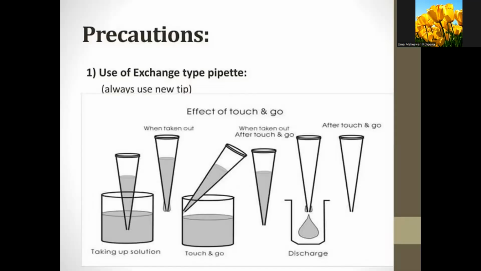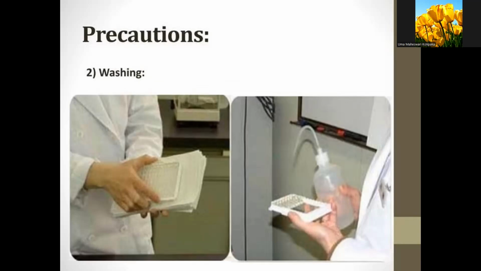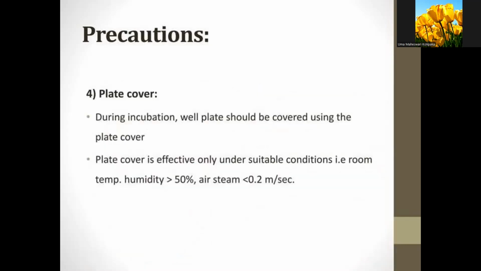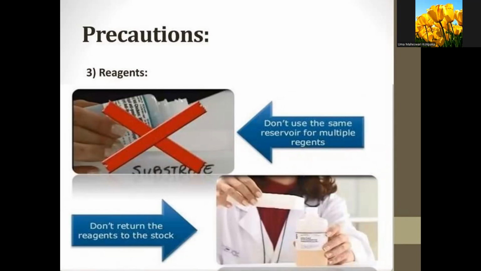So use of exchange type pipettes. We have to use hygienic, sterile pipettes to prevent the errors. And we have to wash the plates in such a way that there is no sticky material on the plates. Reagents: we have to use quality reagents, and we don't use expired ones. Don't use the same reservoir for multiple reagents. So we should not store different reagents in the same container. Don't return the reagents to the stock.